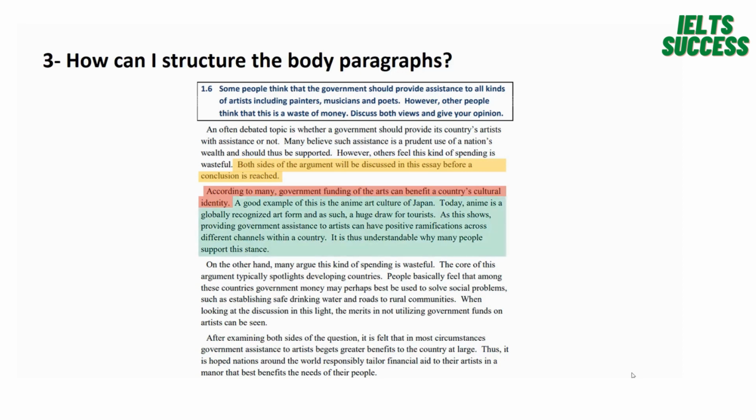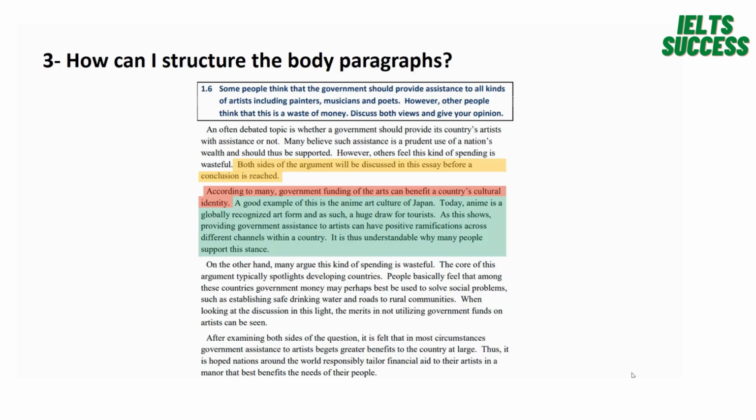Let's see how. These are my support sentences. I start with giving examples. A good example of this is the anime art culture of Japan. So I give an example of the anime art of Japan. After that, I have to keep explaining. Today, anime is a globally recognized art form and as such a huge draw for tourists. As this shows, providing government assistance to artists can have positive ramifications across different channels within a country. It's thus understandable why many people support this stand.